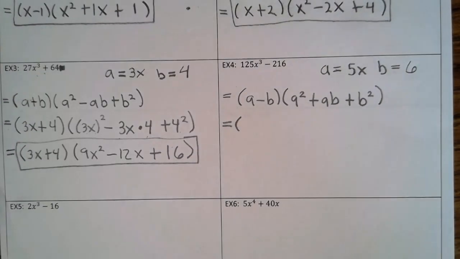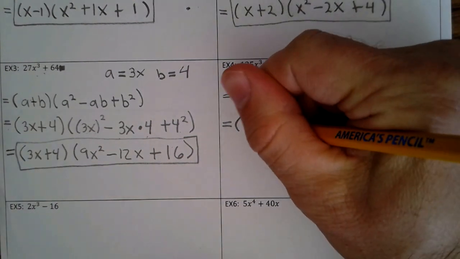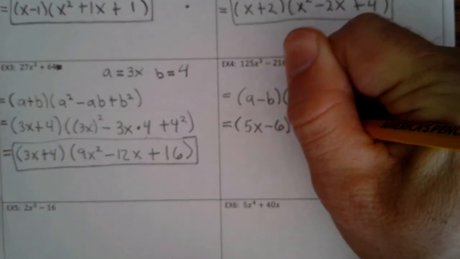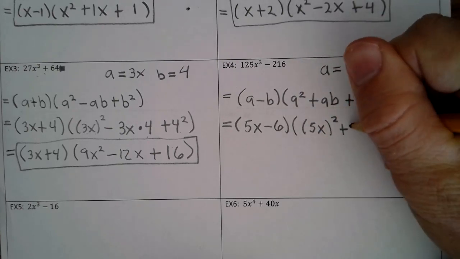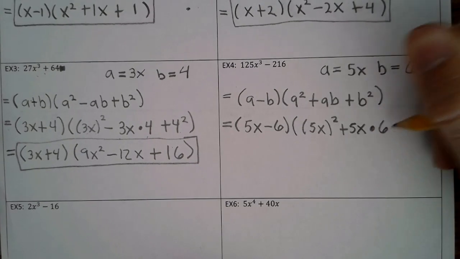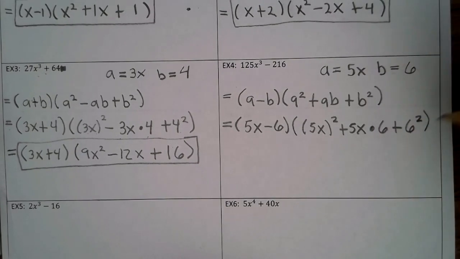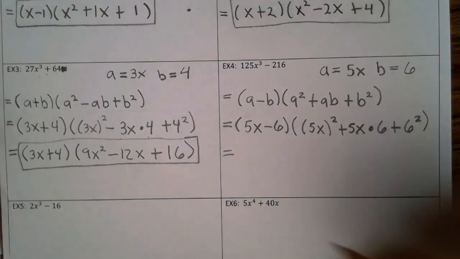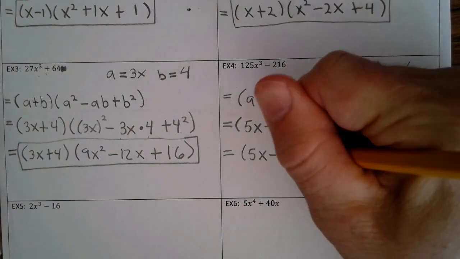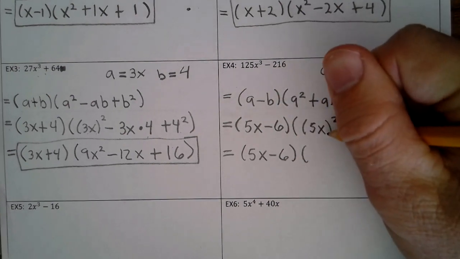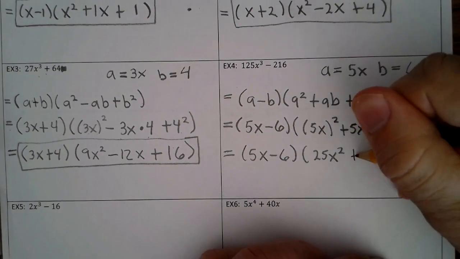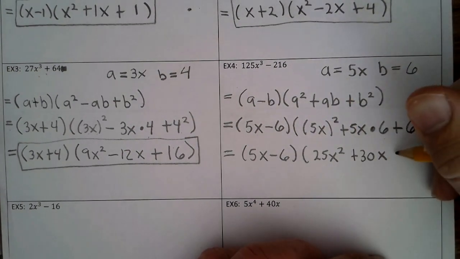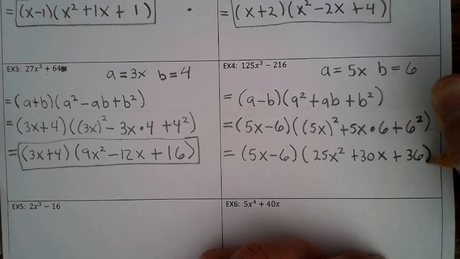Okay, so then we substitute a and b. So then that's 5x minus 6 parentheses (5x) squared plus 5x times 6 plus 6 squared. Now we simplify. So then that's 5x minus 6. 5 squared is 25, x squared is x squared, so it's 25x squared. 6 times 5 is 30, so it's plus 30x plus 6 squared is 36, and then you're done.